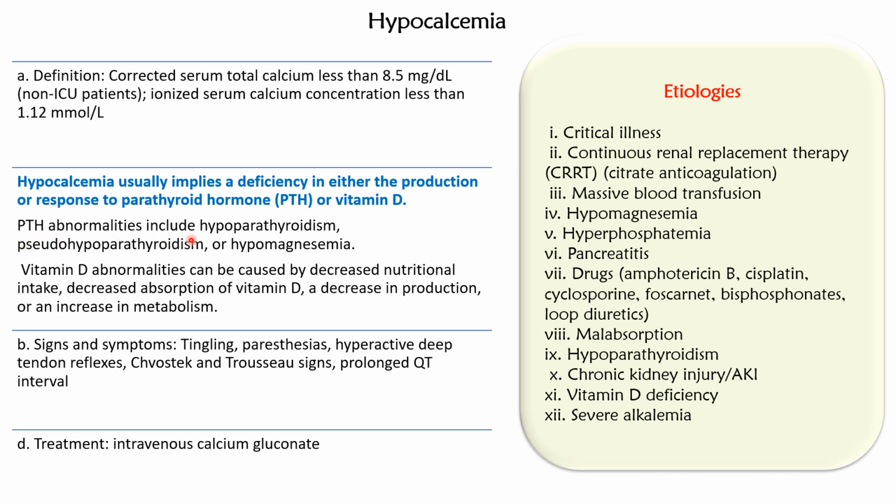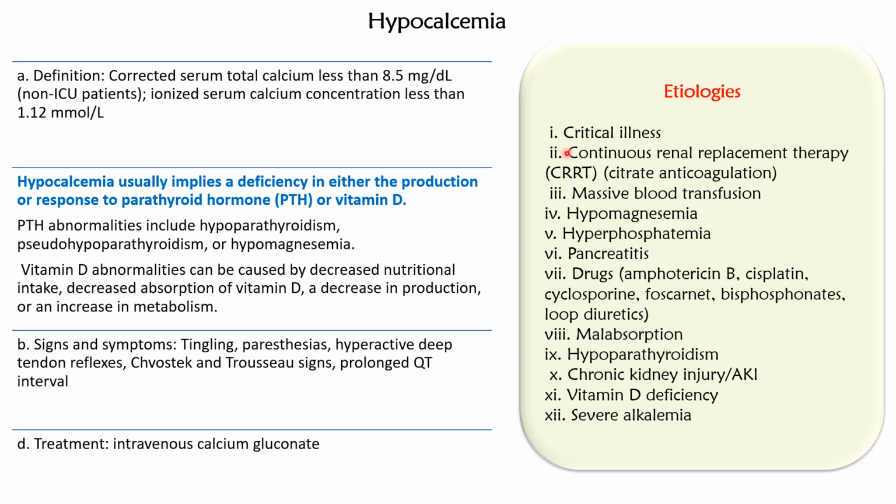Parathyroid hormone abnormalities include hypoparathyroidism, pseudohypoparathyroidism or hypomagnesemia. Vitamin D abnormalities can be caused by decreased nutritional intake, decreased absorption of vitamin D, a decrease in production or an increase in metabolism. So here you can see the etiologies associated with hypocalcemia.